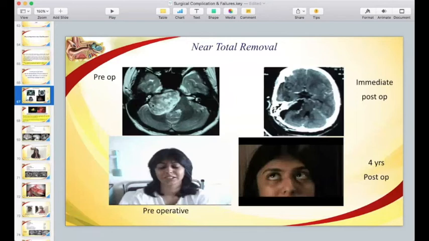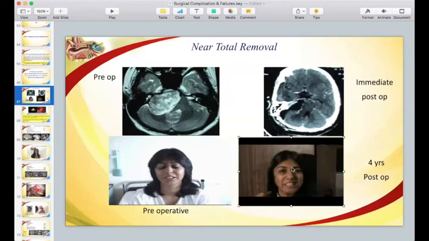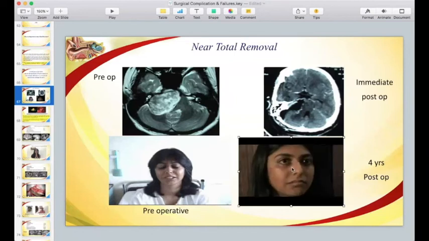And here she has a normal face, she has normal speech, she's a lovely girl. And I have the obligation to preserve her. That's a very tall order. So I did the operation, I tried to remove everything, but I had to finally leave behind a small piece.